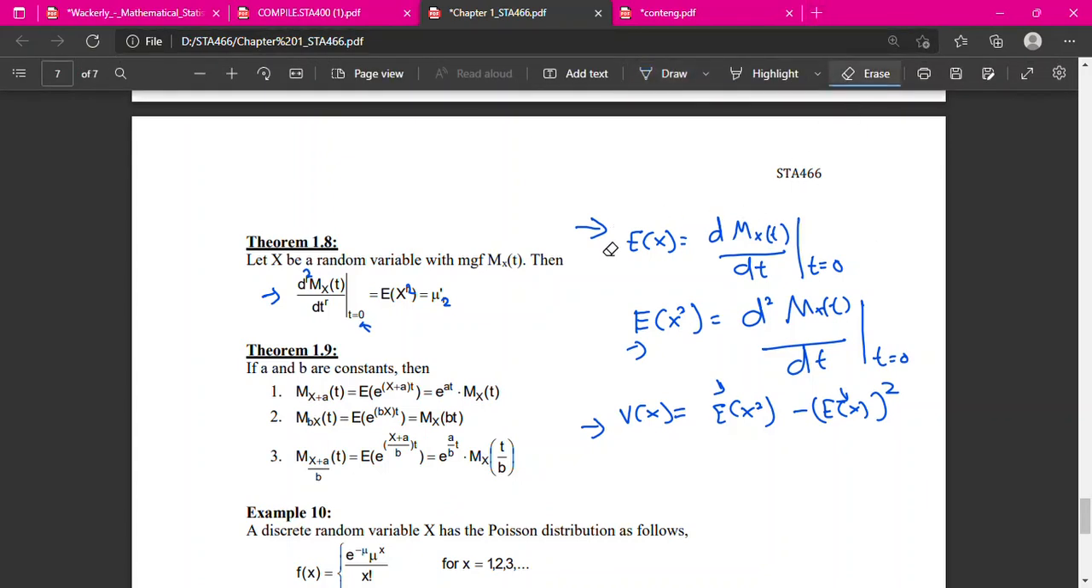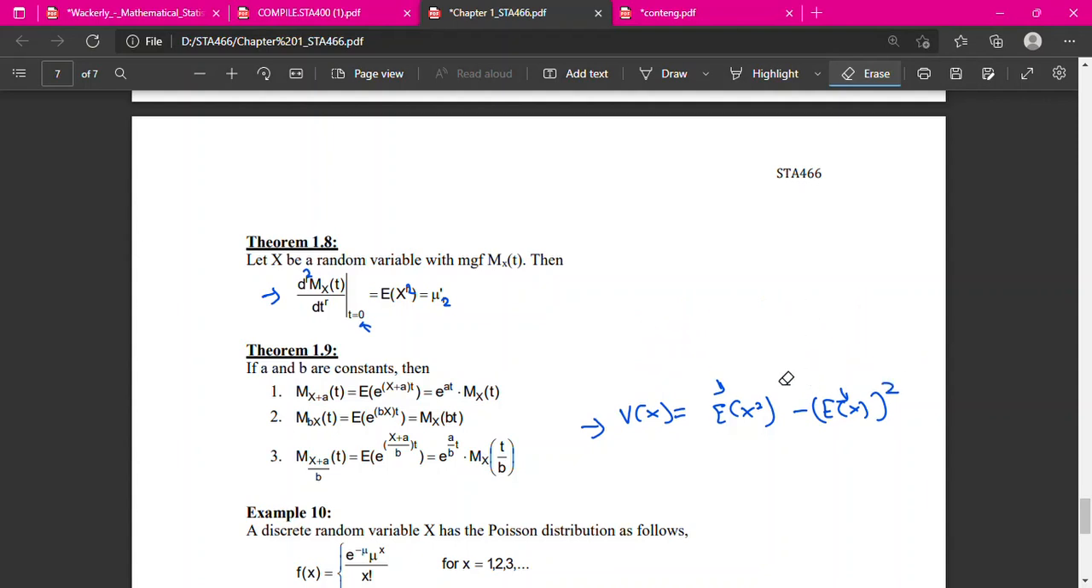So nanti waktu kita masuk kepada topik continuous nanti, kita akan gunakan konsep yang sama lah actually. So I explained earlier here the properties of the MGF. Sama je untuk discrete dan juga untuk continuous. Okay, let's say the first one. Okay, MX plus A.